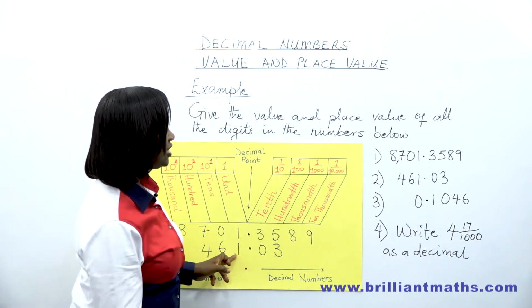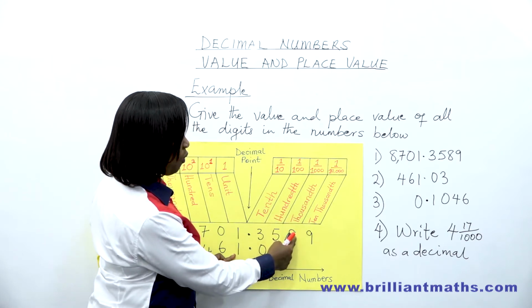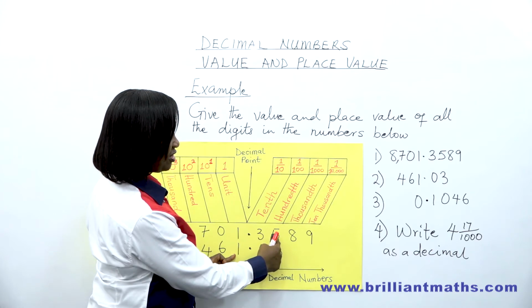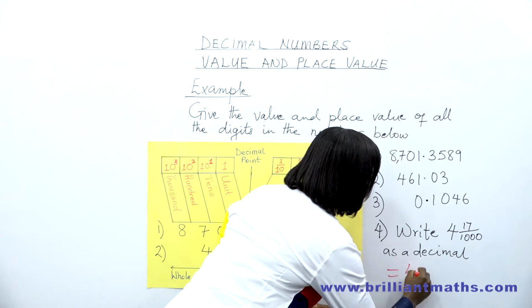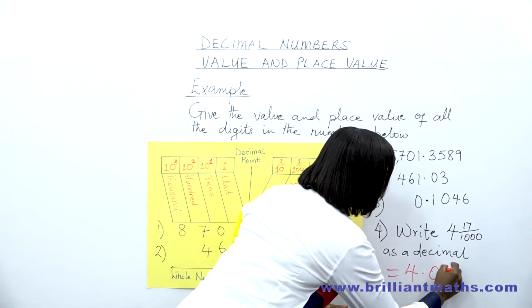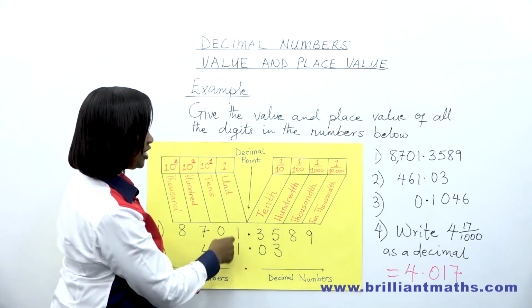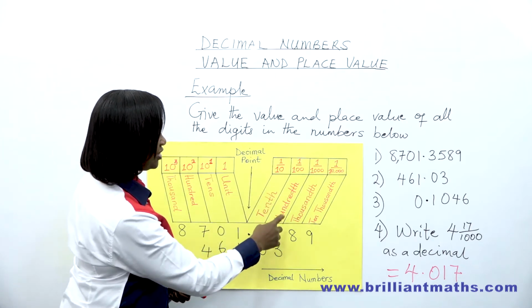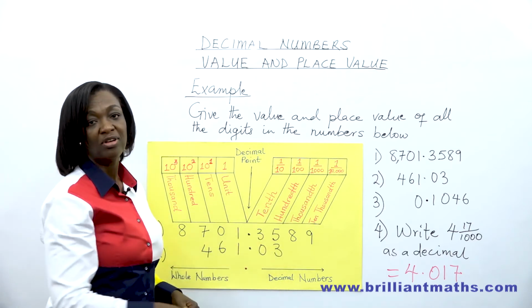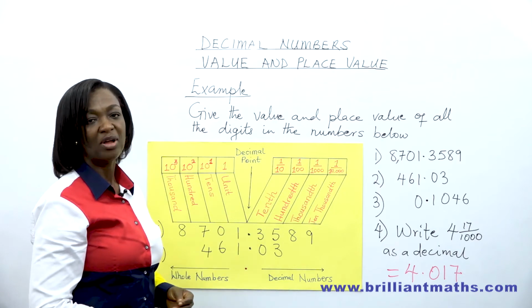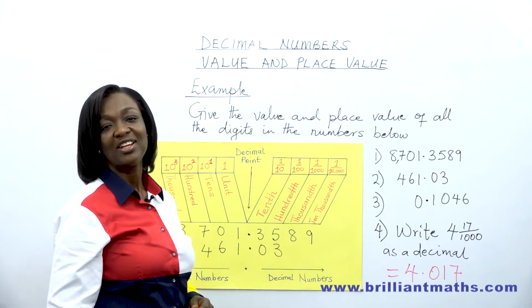17/1000 has 7 thousandths and 1/100th. So the number would be 4.017. Look at it again. 4 units, 7 thousandths, 1/100th, and 0/10th. Just play around with these numbers and watch the video again. It will help you understand better.